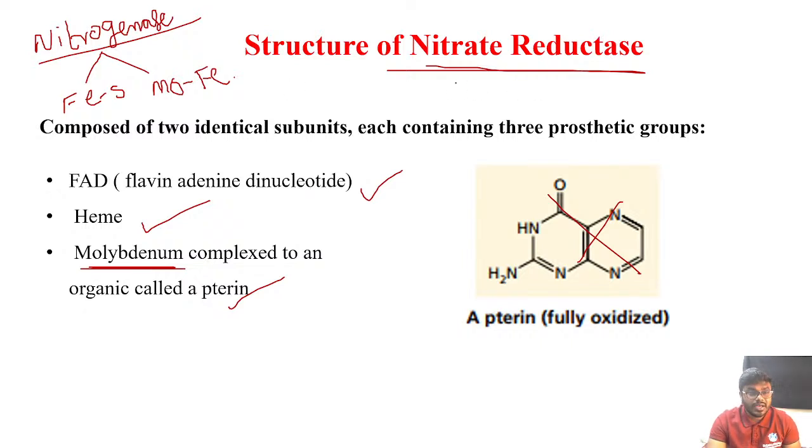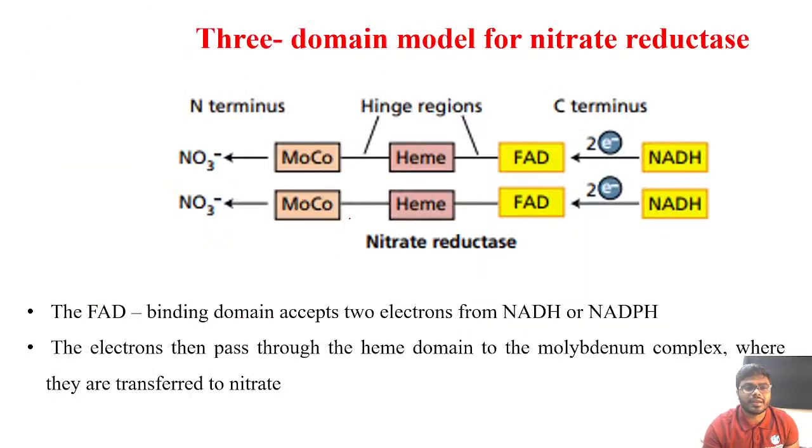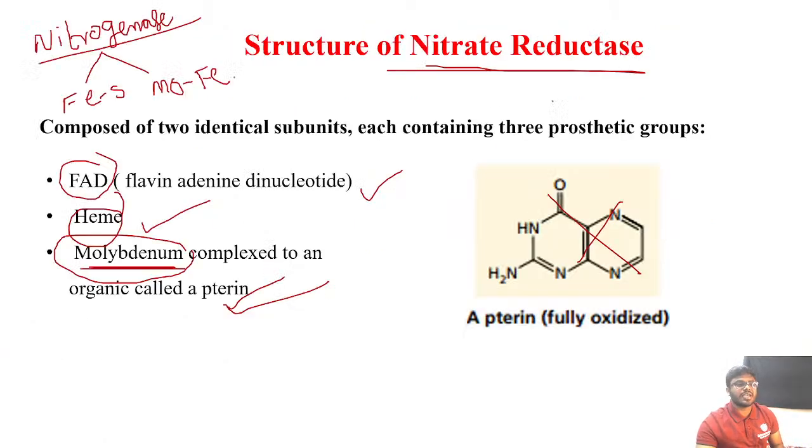Okay, look into this. Nitrate reductase contains FAD, heme, and, friends, molybdenum associated with an organic compound called what, friends? Pterin. Very simple point. Now friends, listen to me very carefully. Look into this picture. Once again, please try to compare. Who is the electron donor for the nitrogenase enzyme? I hope all of you remember. The electron donor for the nitrogenase enzyme is ferredoxin.